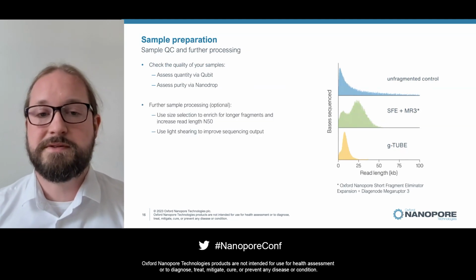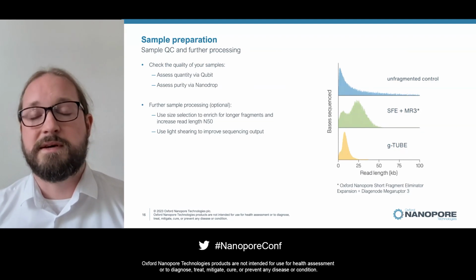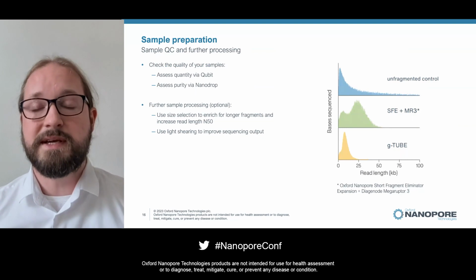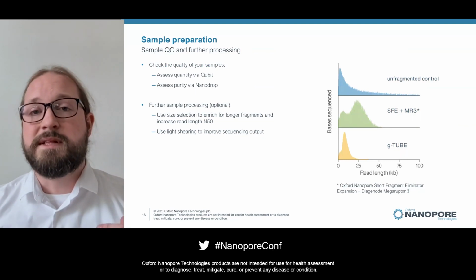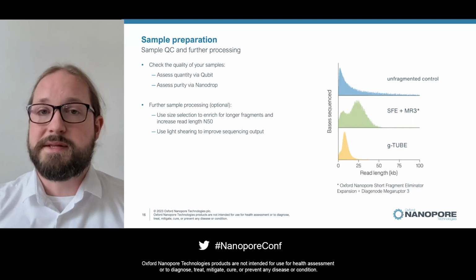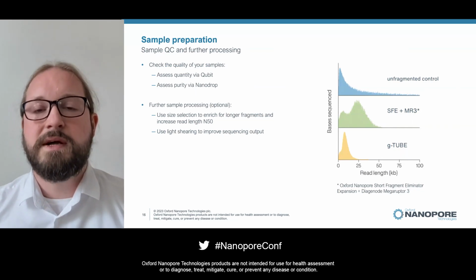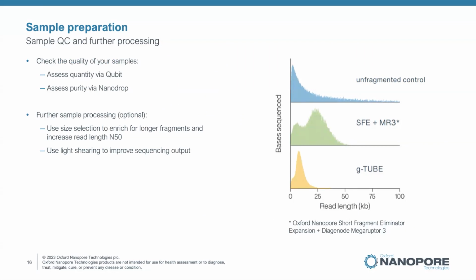The second consideration is around read length or fragment length, and that comes with one of the great characteristics of nanopore sequencing, which I've mentioned before, meaning that the platform doesn't restrict the read length, but it's determined by the sample itself. And there are a few things that you can do, and two I have here. One of them is light shearing, and the other one is size selection.